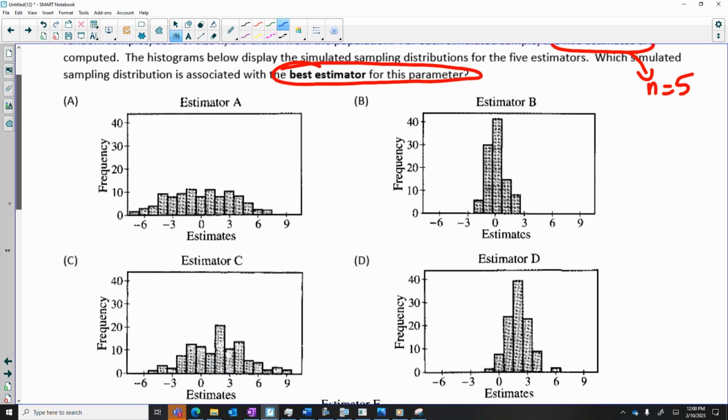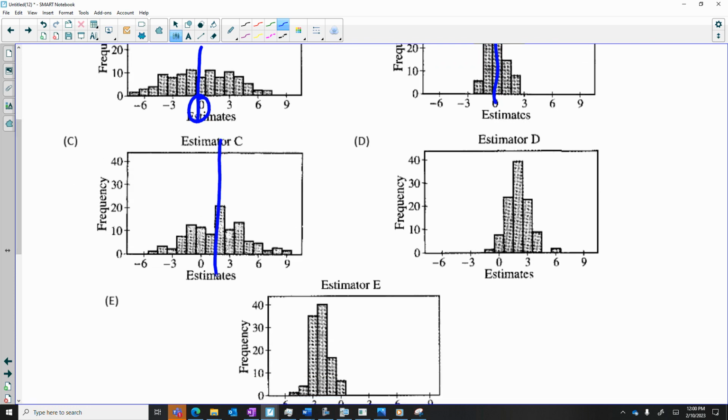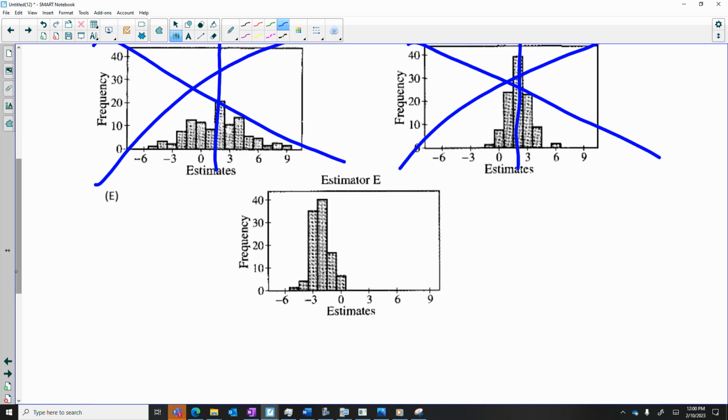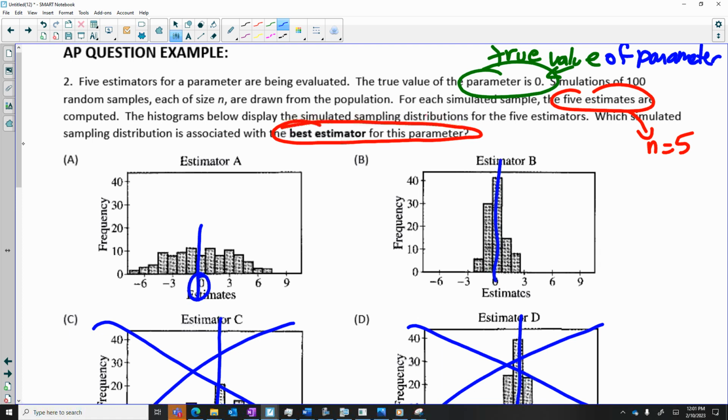So if you take a look at these choices, A is centered at 0, B is centered at 0, C is not really centered at 0. It's centered at like maybe 2-ish, so I'm going to cross that one out. D is not centered at 0. It's centered at 2, so I'm going to cross that out. And E is not centered at 0. It's centered at like -2, so I'm going to cross that out. I want something that is centered at the true parameter value, which is 0.